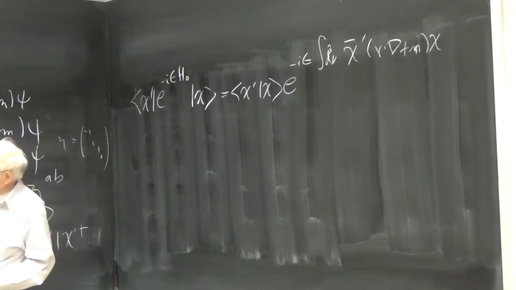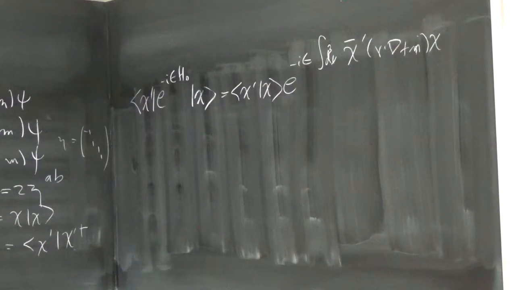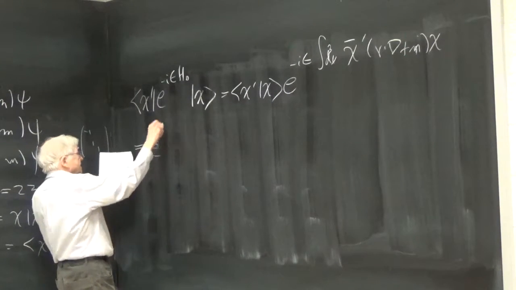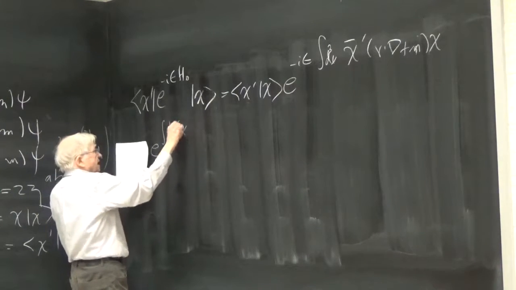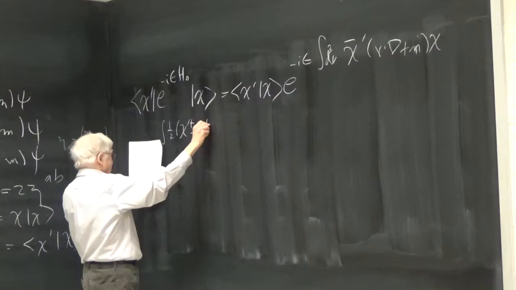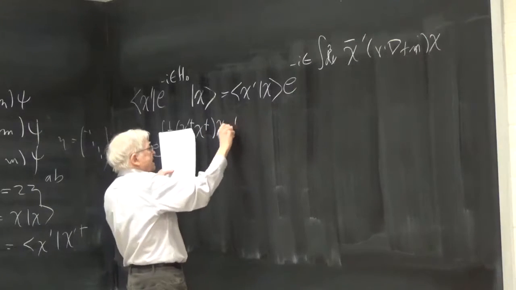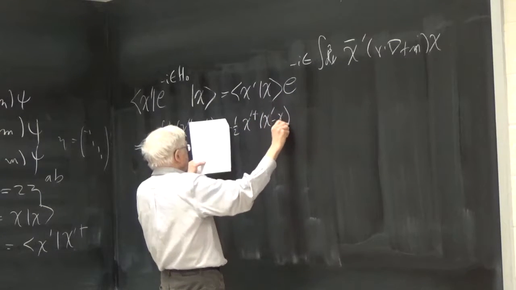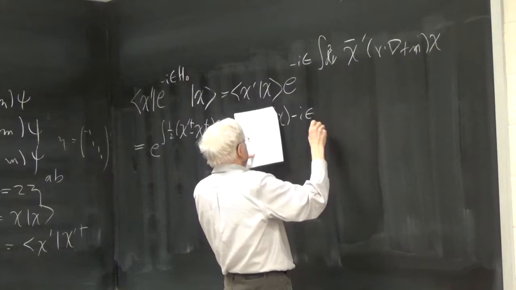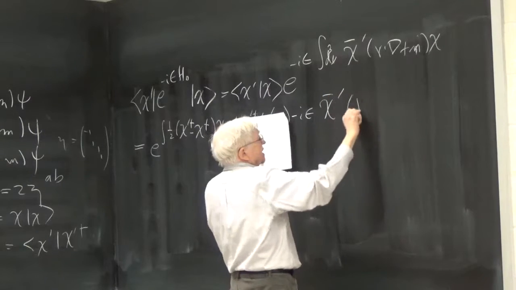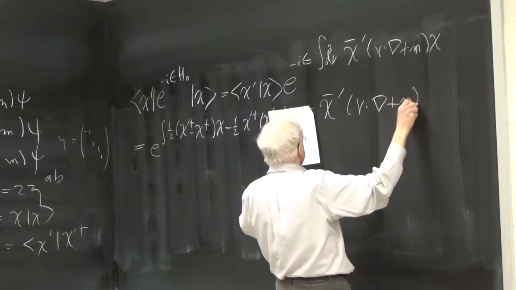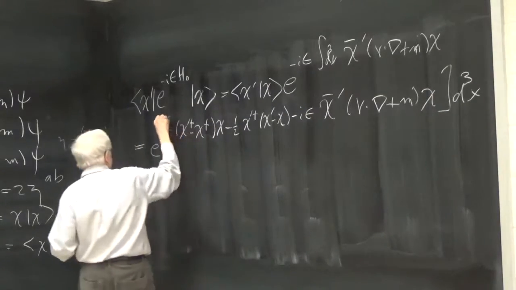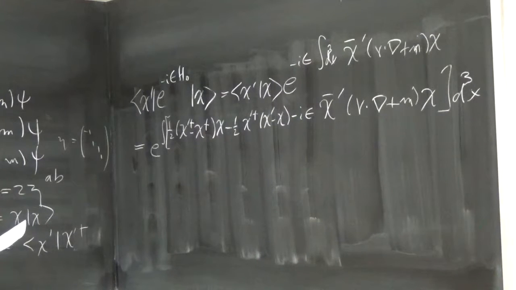And now, if we remember what the formula is for the inner product of chi prime with chi, and substitute it here, what we get is e to the integral. We get 1/2 chi prime dagger minus chi dagger chi minus 1/2 chi prime dagger chi prime minus chi minus i epsilon chi bar prime gamma dot grad plus m chi, and all that is d cubed x. So it's just one long exponential.